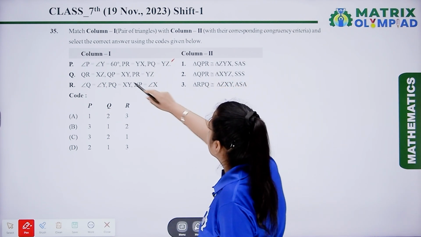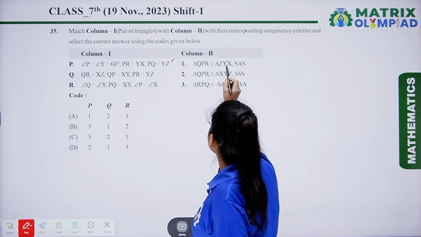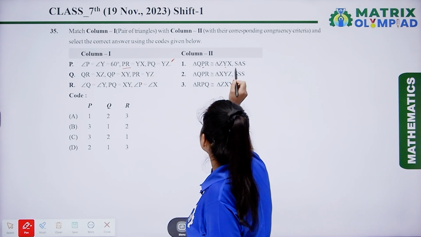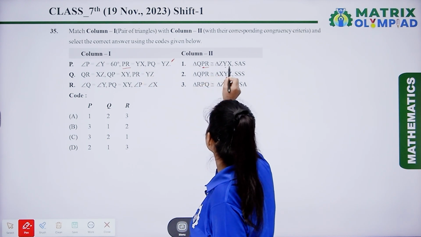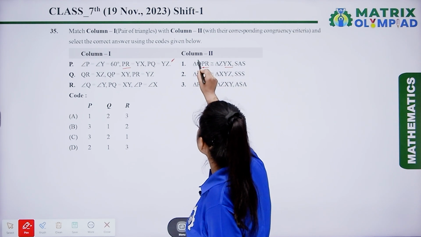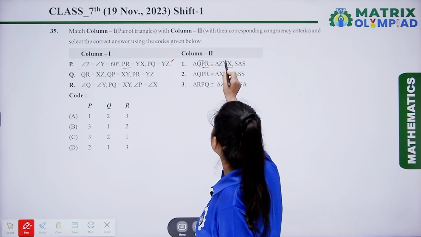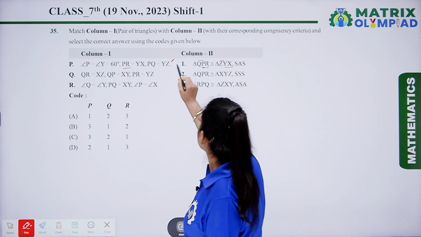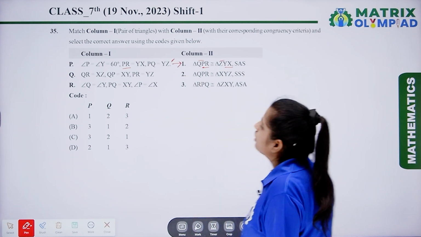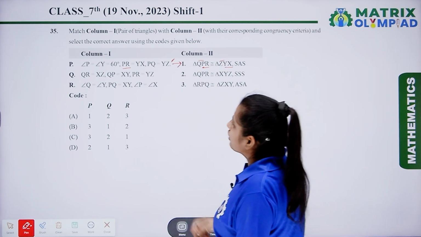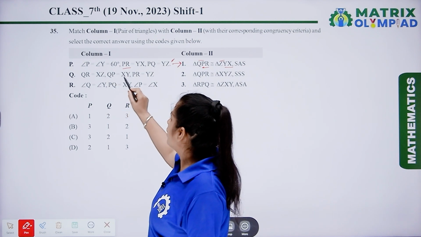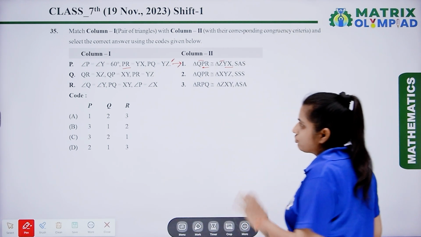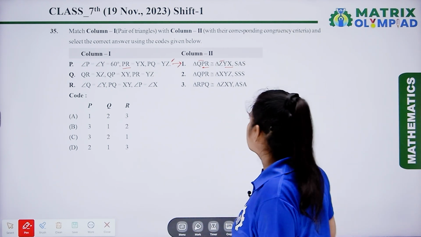Let's check. Angle P is equal to angle Y. PR is equal to YX. Here it is PR equal to YX. PQ is equal to YZ, or we can say that ZY. So, first one is SAS. Next is QR equal to XZ, QP equal to XY, PR is equal to YZ. So, these three are sides.